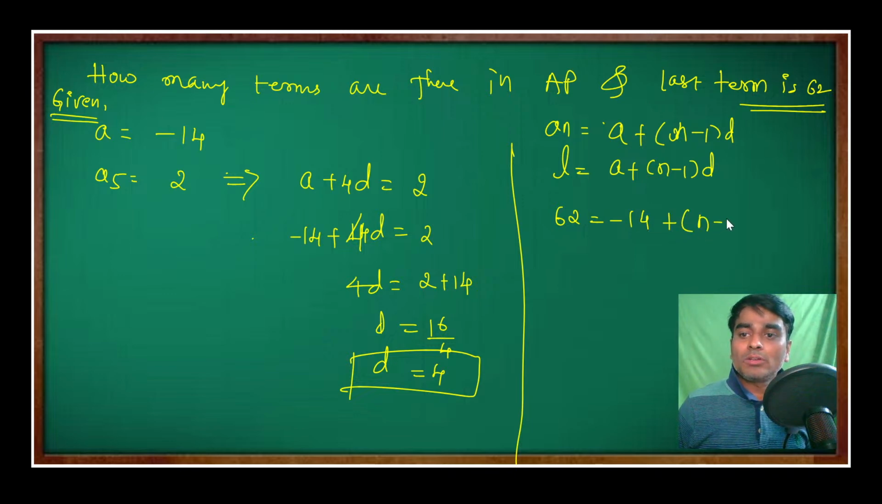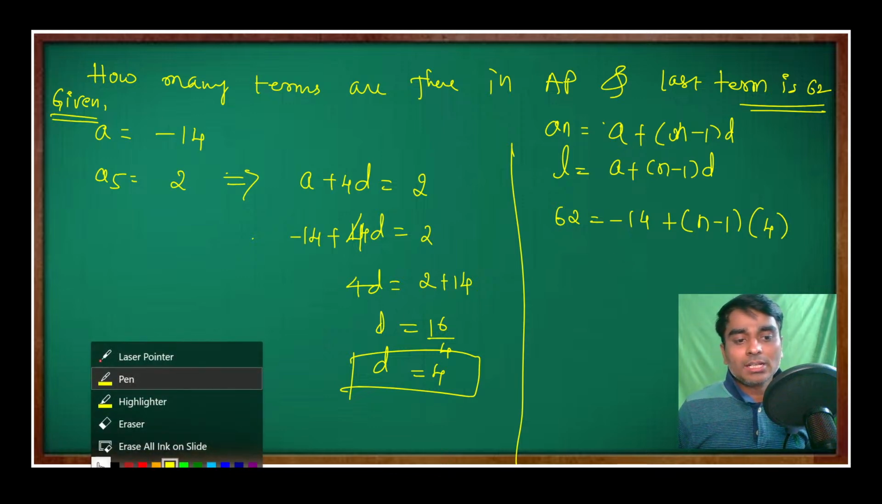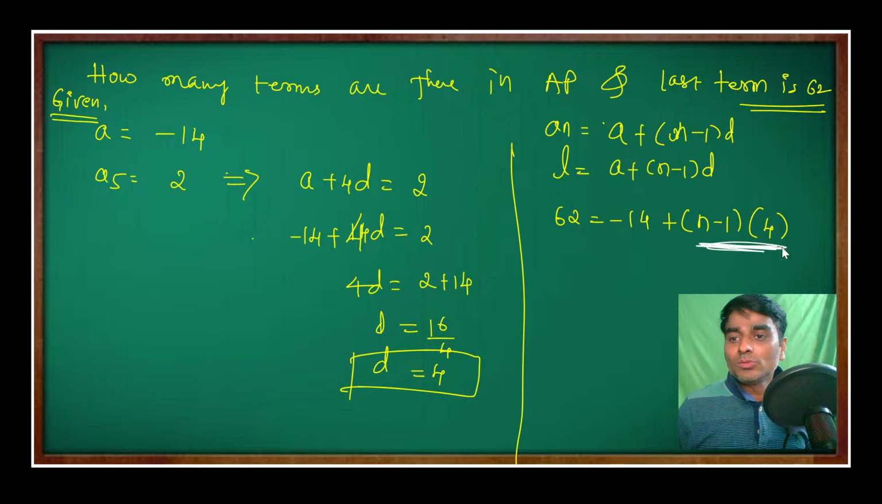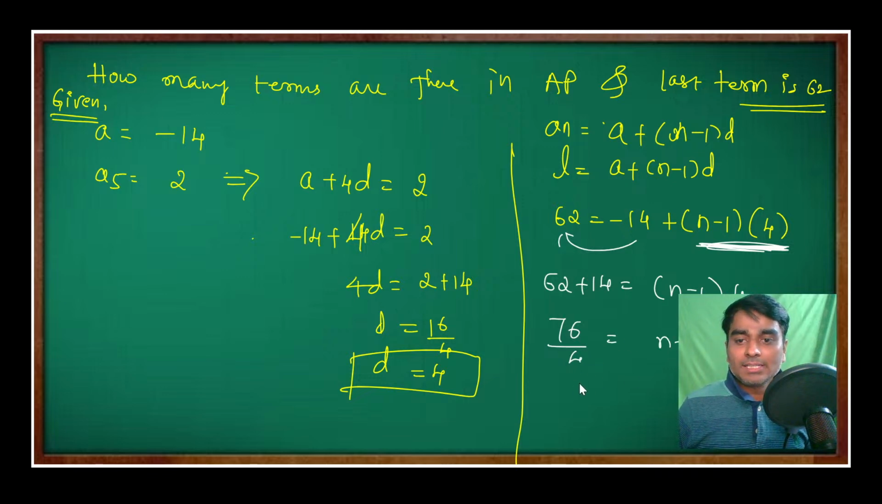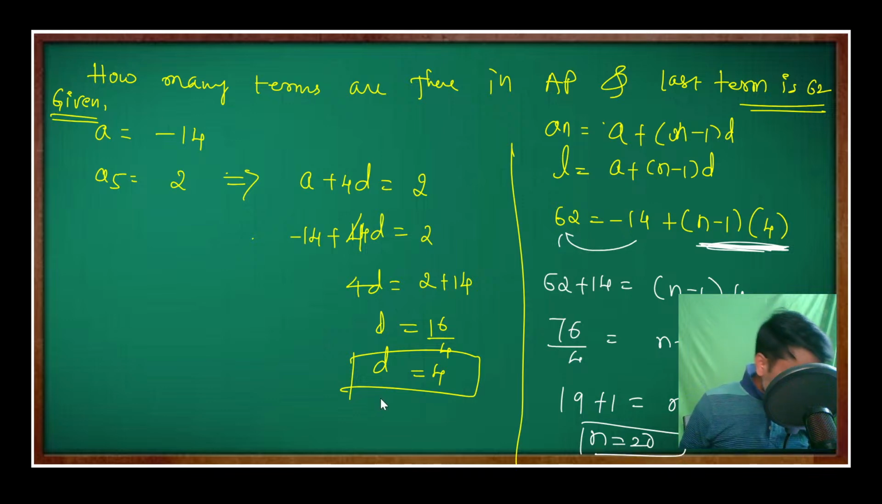I have to calculate n, and here I have d as 4. I have told you in the previous session also, never multiply these two. Don't multiply. Just shift this 14 here. 62 plus 14 is equal to n minus 1 into 4. 76 divided by 4 will be n minus 1. 76 by 4 is 19, 19 plus 1, n equal to 20. Very simple.